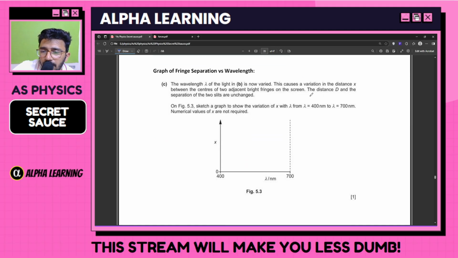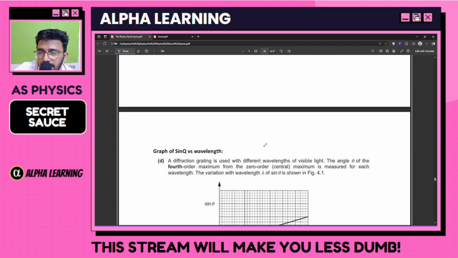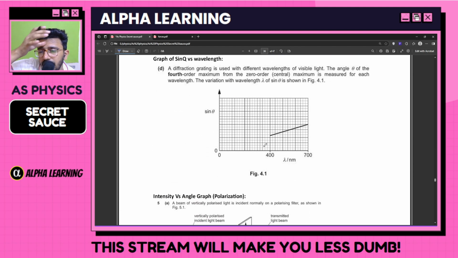Okay. Now let's also plot the graph of x versus lambda. x is equal to lambda D over a. Can you realize x is directly proportional to lambda? But you also have to be cautious that at a wavelength of 400 nanometer, there will be a numerical value of x. So you will draw it with a positive y-intercept and a straight line like this. Simple.